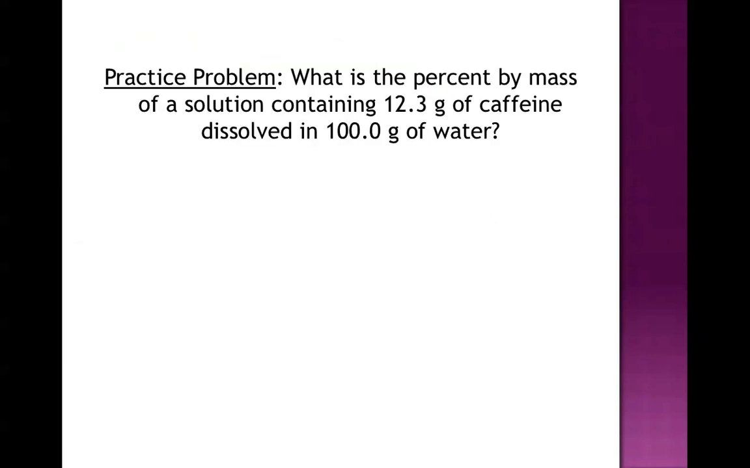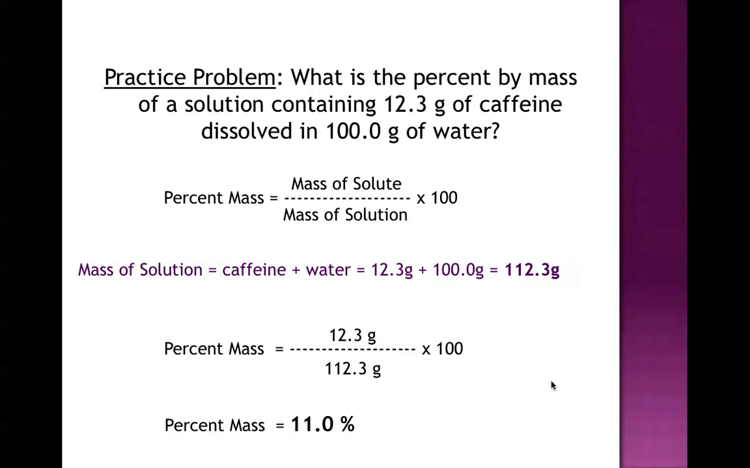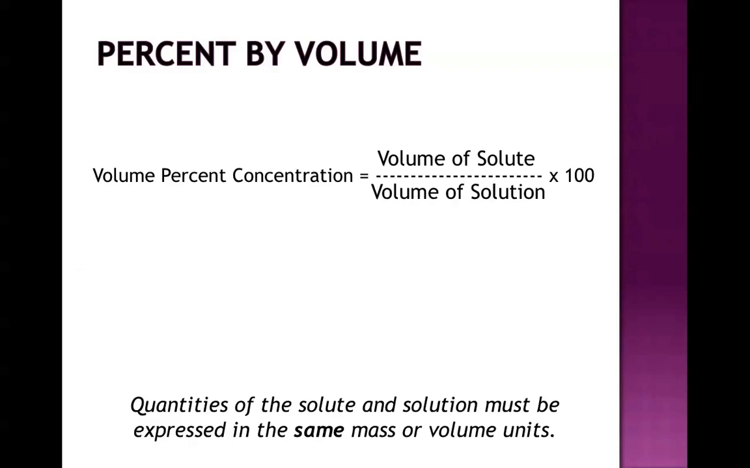All right, so what is the percent by mass of a solution containing 12.3 grams of caffeine dissolved in 100 grams of water? Specifically, this is the solvent, so we're going to have to make sure again that we add these together in order to get our solution. So we can see there the mass of solution is the caffeine plus water, so when we fill this in, we need to make sure it's 112.3 grams in the denominator. So 12.3 grams divided by 112.3 grams. And when you solve this, you get 11%. So that is the percent by mass of caffeine in this particular amount of water or solution.